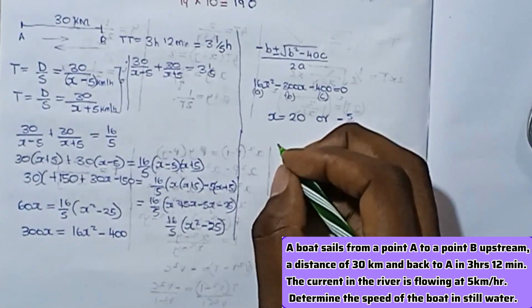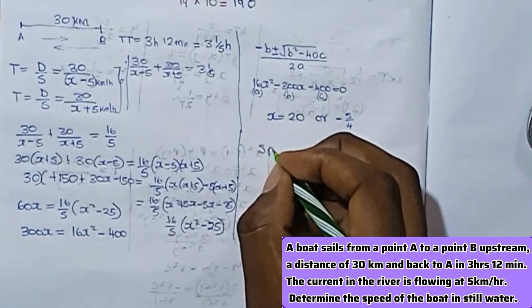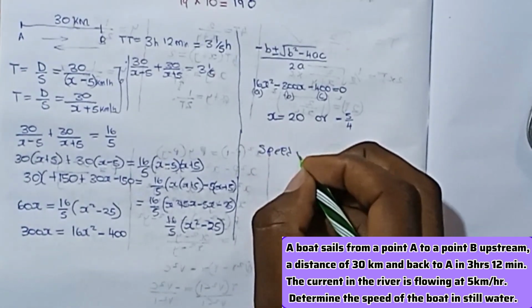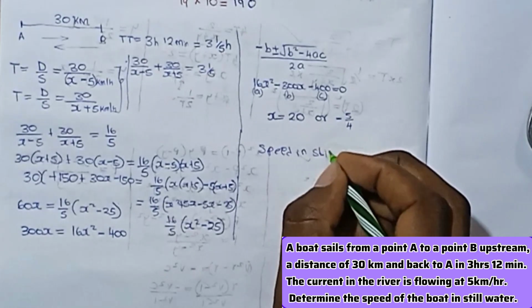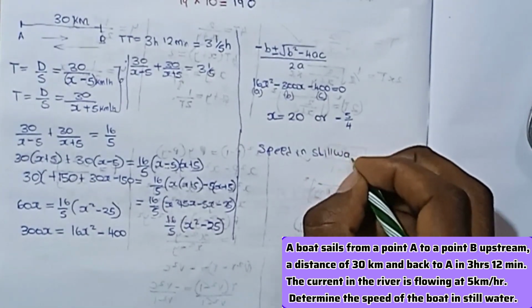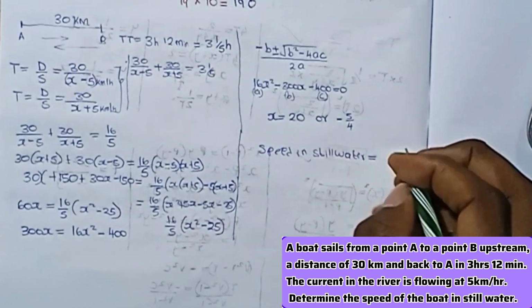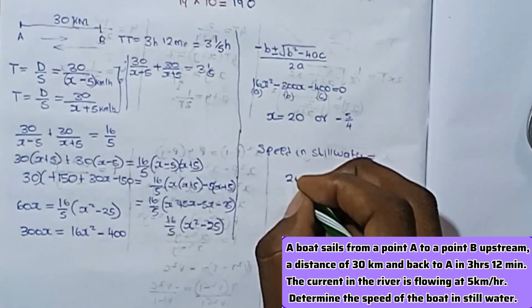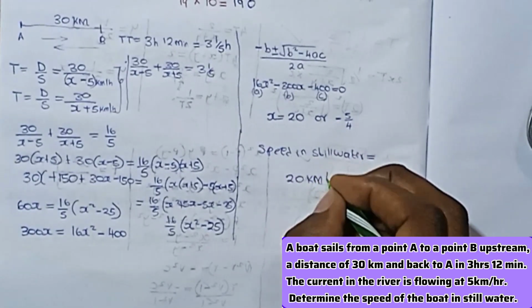So the speed in still water is equal to 20 kilometers per hour.